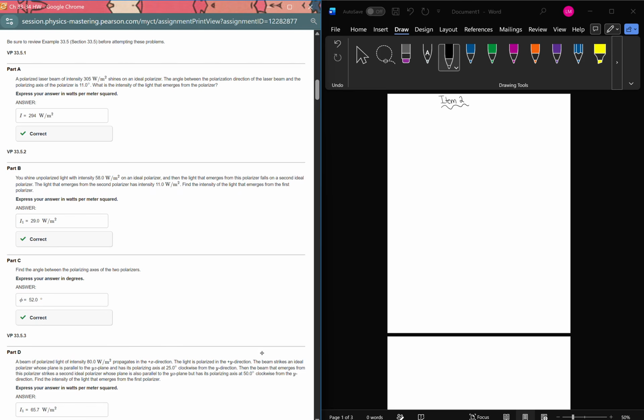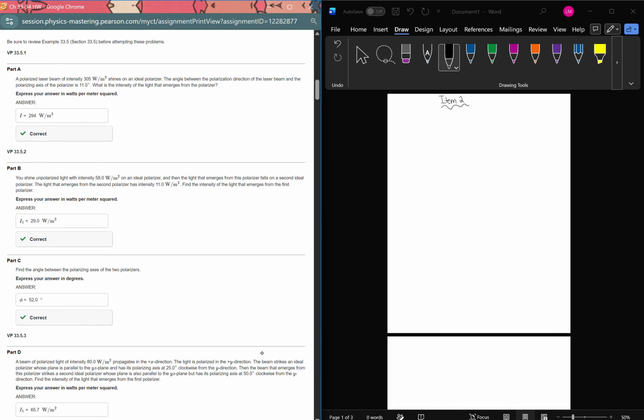A polarized laser beam of intensity 305 watts per meter squared shines on an ideal polarizer. The angle between the polarization direction of the laser beam and the polarizing axis of the polarizer is 11 degrees. What is the intensity of the light that emerges from the polarizer?